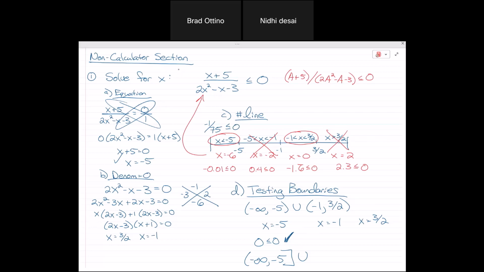If we were to plug in negative 1, that would make the denominator 0, which you're not allowed to do. So negative 1 wouldn't work. So you can't include negative 1. And then if you plug in 3/2, that would also make the denominator 0, which isn't allowed. So the answer would be this.